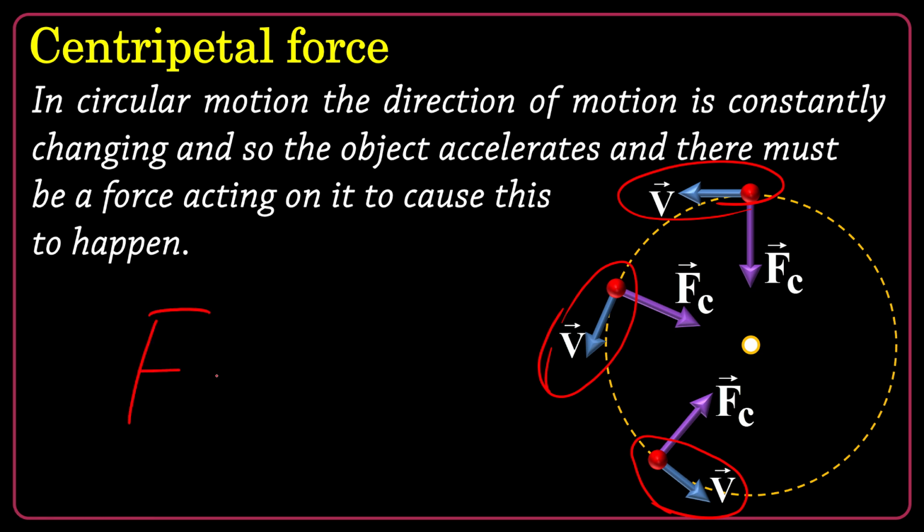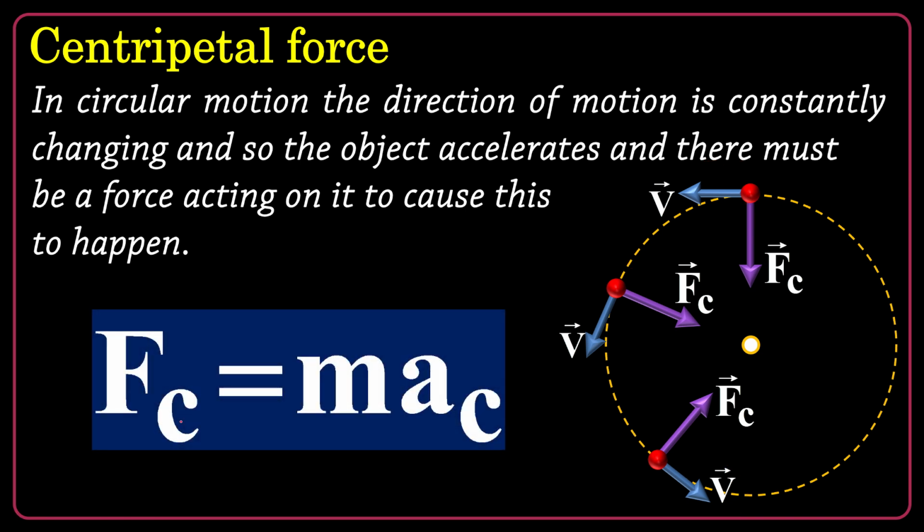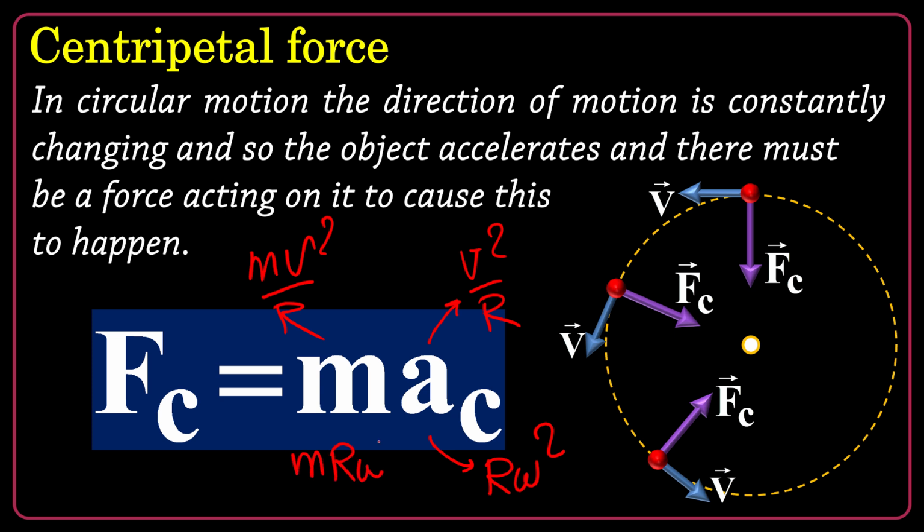According to Newton's second law, F equals ma. If I take the acceleration to be centripetal acceleration, accordingly the force is centripetal force. You have two alternatives for that, as acceleration is going to be v squared over r or r omega squared. The centripetal force accordingly will be mv squared over r or mr omega squared.